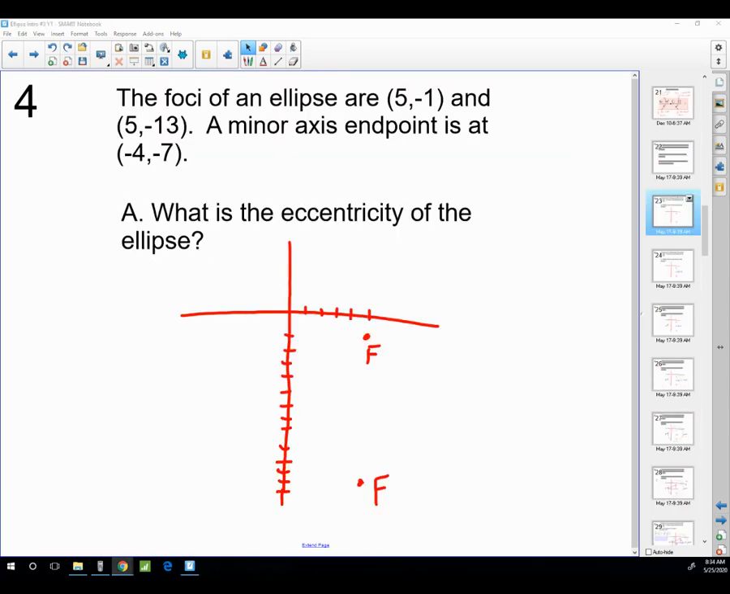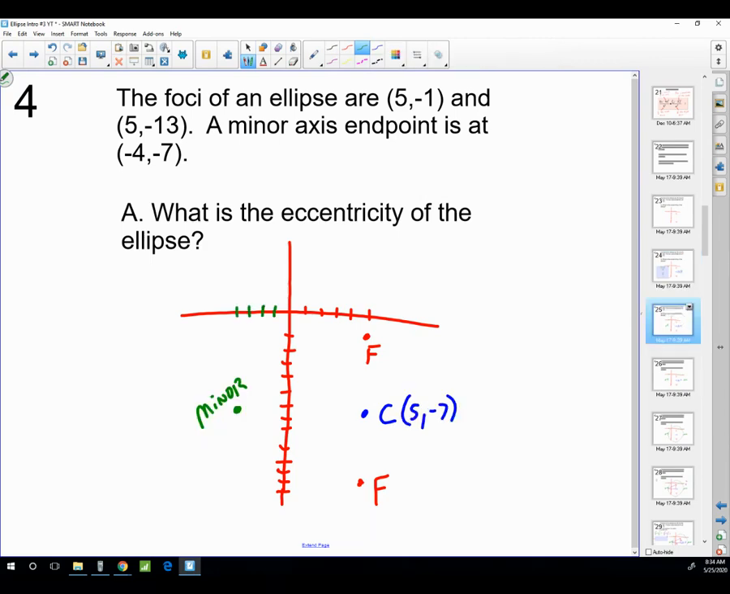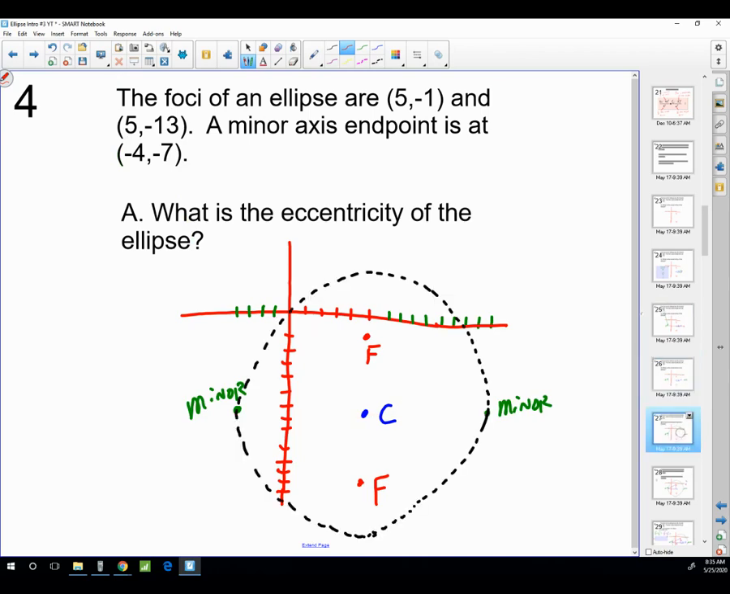You should be able to graph the foci with no problem and understand that the center is halfway between them. You need to make that calculation with the y coordinates to get the -7 right there. I'm sure you can do that. And we're graphing the minor axis endpoint here, and just repeat the distance over there to get an approximation of the other one. We could actually figure that out. That would allow us to sketch the ellipse.